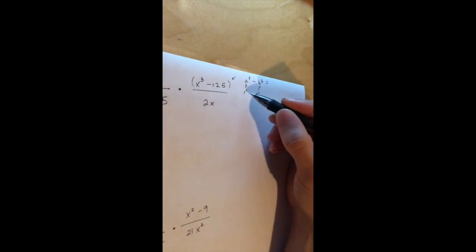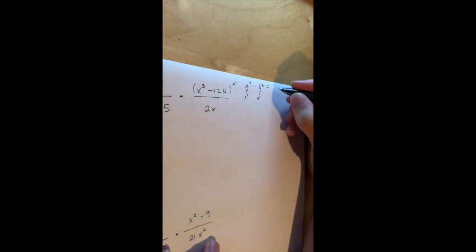So I found my a value and my b value. a is going to be x, and b is going to be 5 for this equation. Now we have to remember that the formula for the difference of two cubes is a cubed minus b cubed is equal to (a minus b) times (a squared plus ab plus b squared). So that's kind of a lengthy formula. I'll show it to you here.